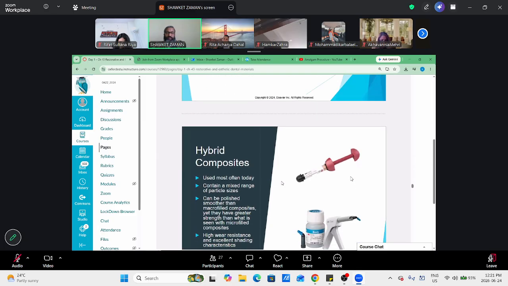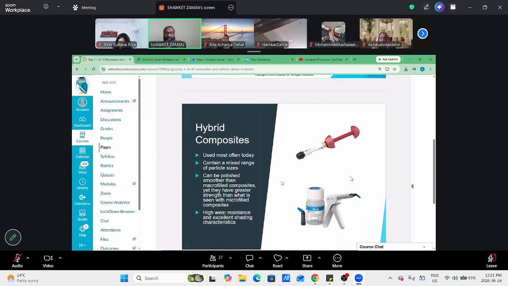Now these are some examples of composite filling materials. At the very beginning of dentistry, we had a tube form of composite filling materials, but nowadays we also have a capsule form. The capsule form is more commonly used nowadays because it can easily prevent infection. Hybrid composite is the most commonly used nowadays. It can come in either tube form or capsule form, it doesn't matter, but it contains a mixed range of particle sizes. The macro and microfill come together and can be polished to a smoother, highly polished surface, and it also gives more strength.